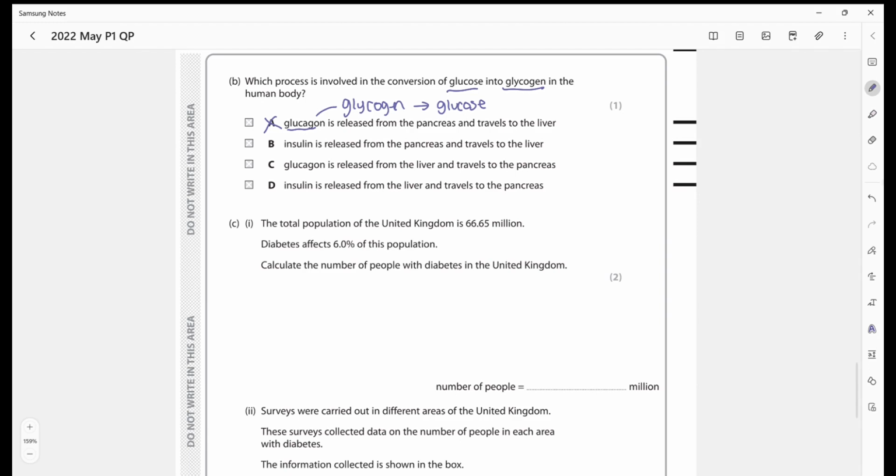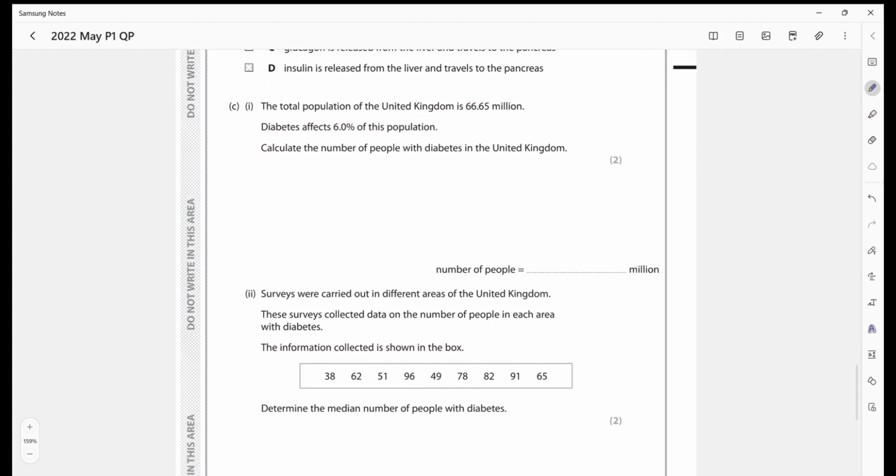All right, let's look at statement B. Insulin is released from the pancreas and travels to the liver. That is correct. So the correct answer for this is B, because it is insulin that is responsible for converting the glucose to glycogen.